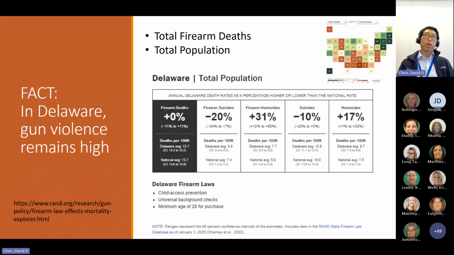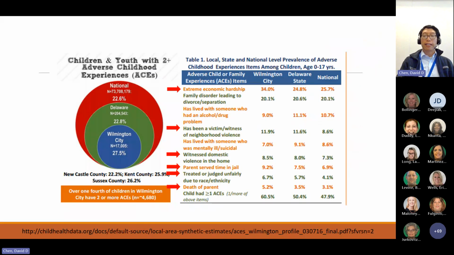And so what do we know about Delaware specifically? So in Delaware, gun violence remains high. This policy assessment by RAND looked at different states and made a comparison in firearm deaths as compared to the United States at large. And while Delaware may have a comparable number of firearm deaths as assessed here to the US at large, that's in part because there are fewer suicides that occur by firearm that are documented and reported, but a much higher firearm homicide rate.